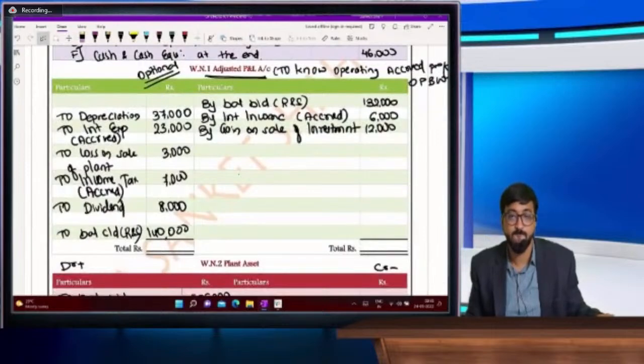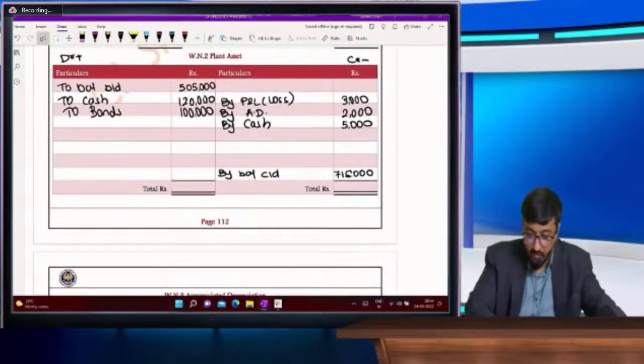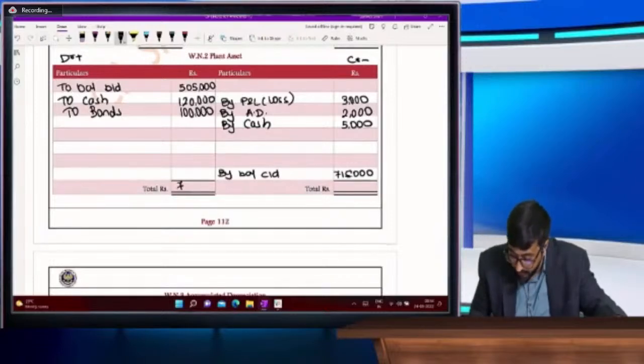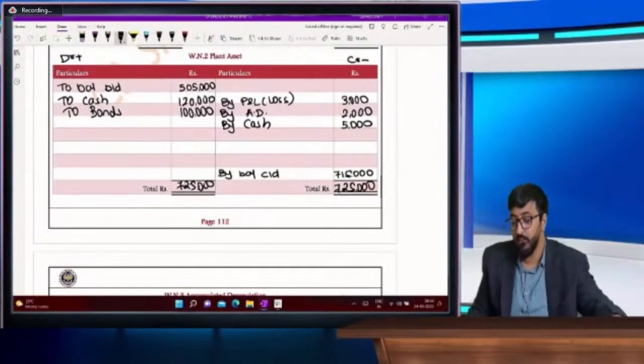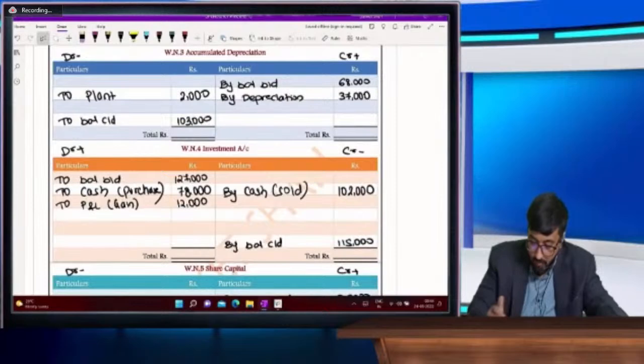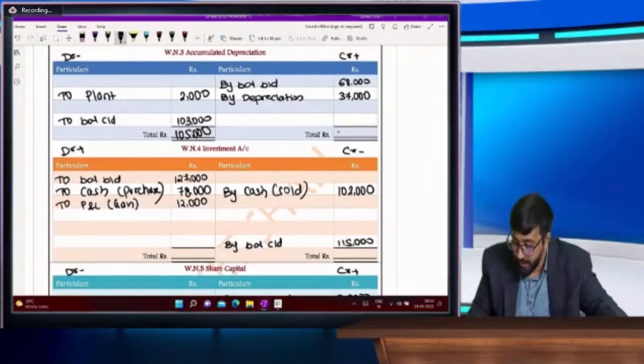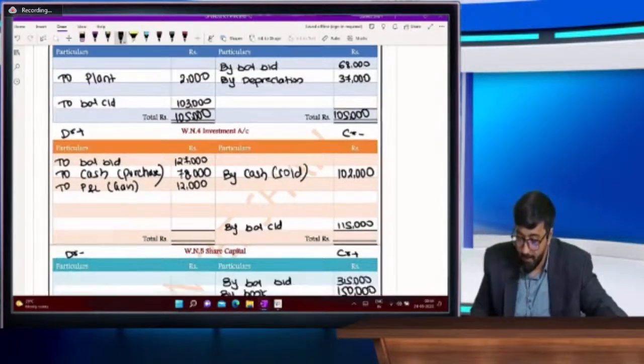Now, one by one close these accounts. First one is plant. Plant 505 plus 120 plus 100 is 7,25,000, and this is also tallied. Both sides are tallied. You can check. If anything is left, you can write it. Plant over. AD 1,05,000, and 68 plus 37 is also 1,05,000. AD tallied.